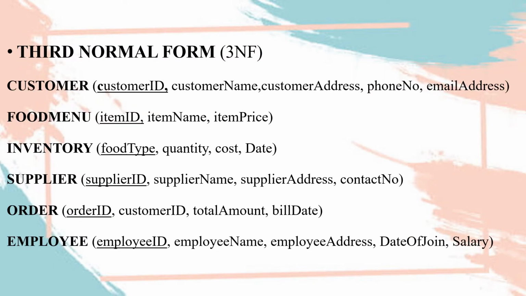In third normal form, they have 6 tables which are customer, food menu, inventory, supplier, order, and employee. There exists no transitive dependency in each of the relations. Therefore, the customer, food menu, inventory, supplier, order, and employee relations are in third normal form.